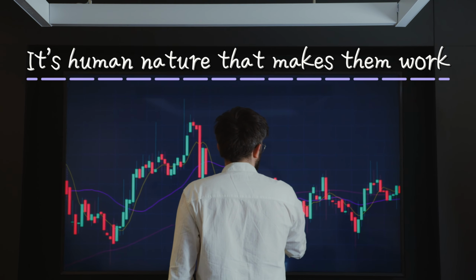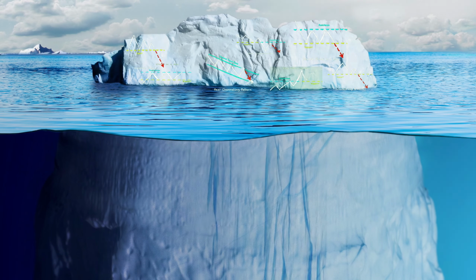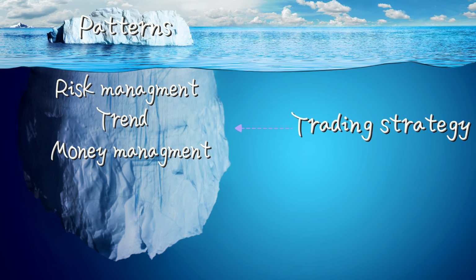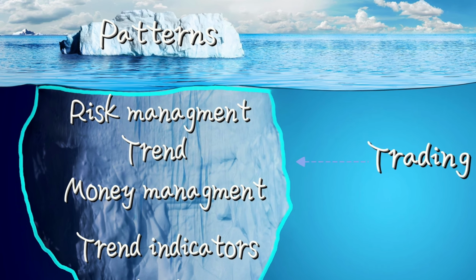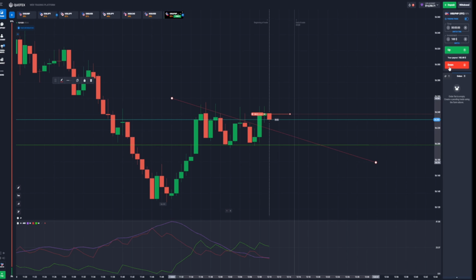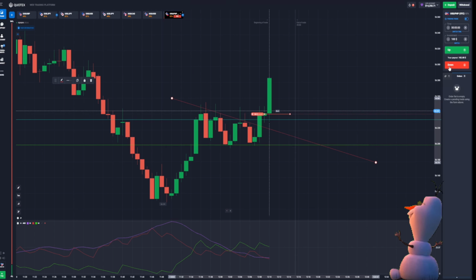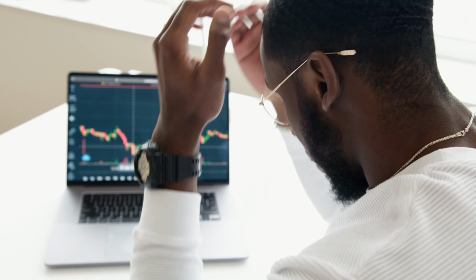A pattern is not a full strategy. It's just one part. You need to combine it with other things: trend direction, levels, volume, candle behavior. This is where a lot of beginners go wrong. They see a pattern, hit buy or sell, and lose. It's not the pattern that wins trades, it's how you use it.